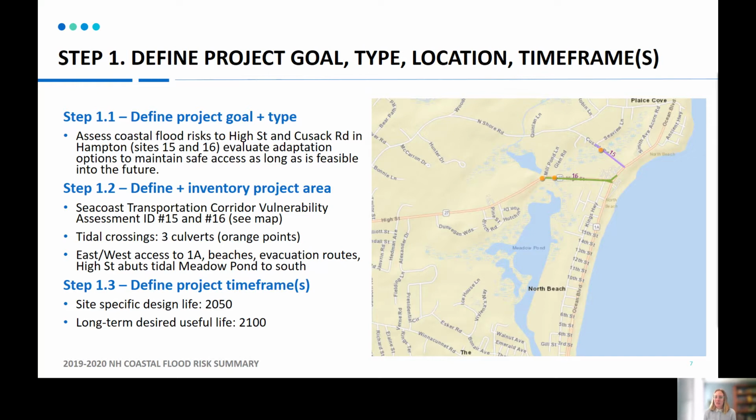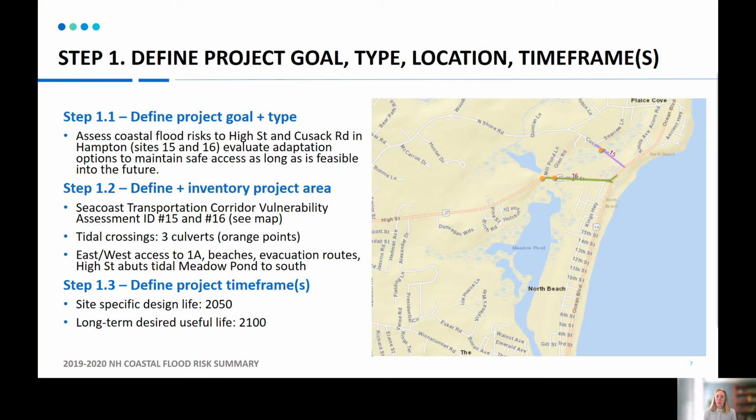It's really important to note that the guidance can be applied at a different scale. So one could theoretically walk through the 7 steps thinking about the Seacoast Transportation Corridor as a whole network, or you can get really site specific or somewhere in between.